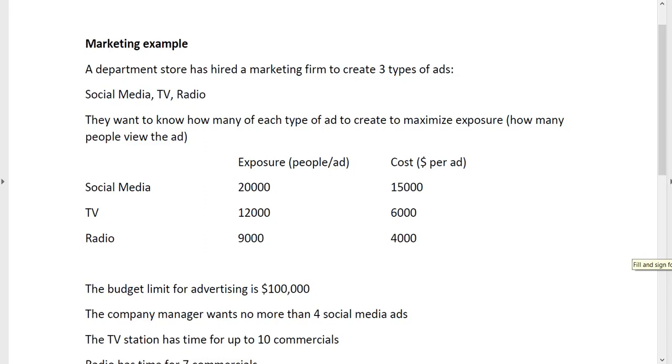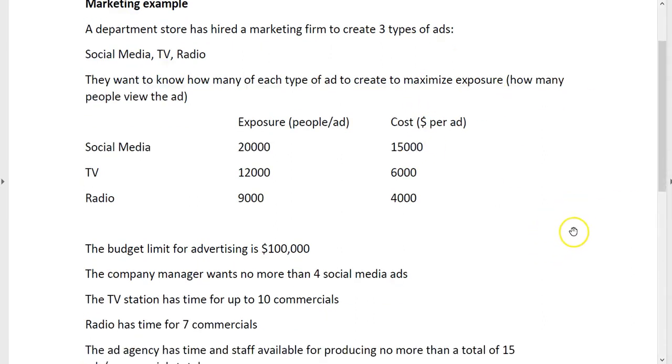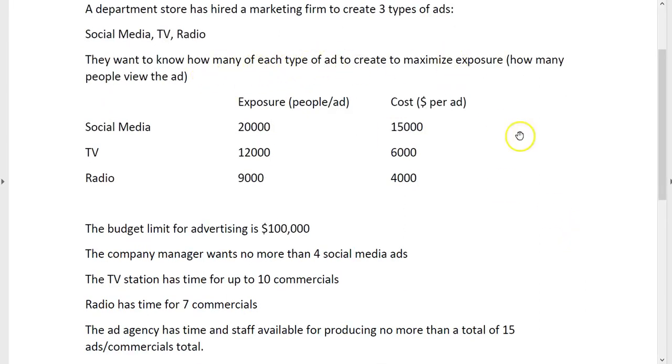A marketing example. A department store has hired a marketing firm to create 3 types of ads: social media, TV, and radio. They want to know how many of each type of ad to create to maximize exposure, which is how many people view the ad or hear it. So we have the exposure, which means how many people per ad see each one, and the cost per ad. Exposure is what we are maximizing. Maximize exposure. How many of each type of ad?